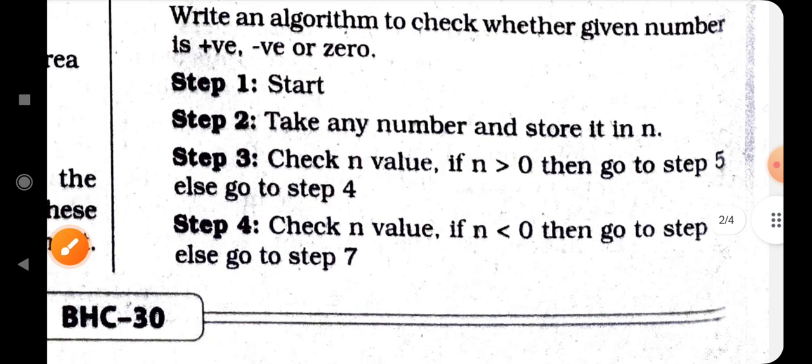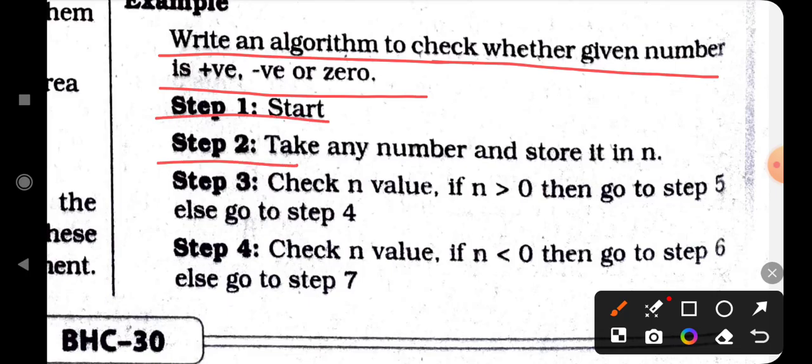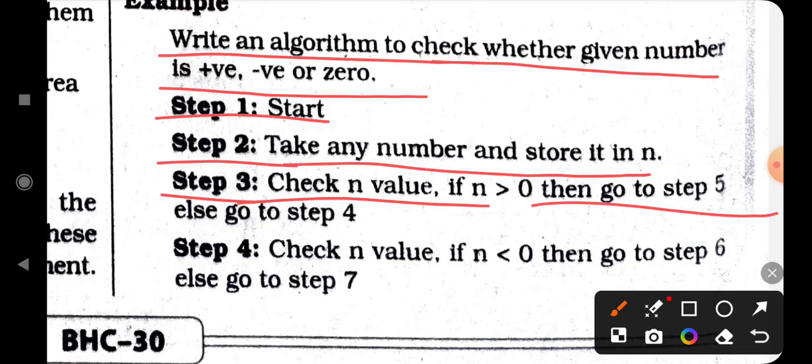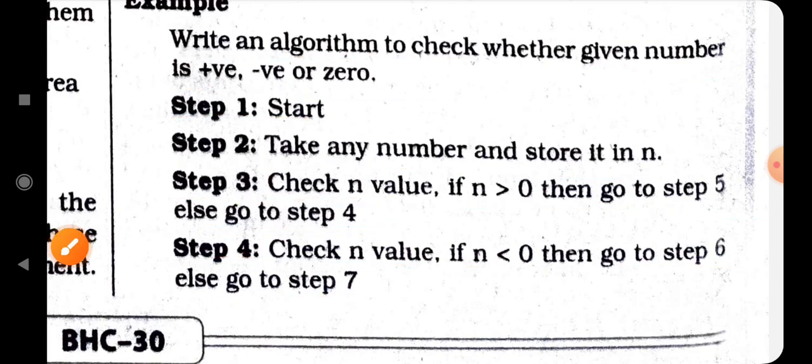Another example: write an algorithm to check whether a given number is positive, negative or 0. Step 1, start. Step 2, take any number and store it in n. Step 3, check n value. If n is greater than 0, then go to step 5, else go to step 4. Step 4, check n value. If n is less than or equal to 0, then go to step 6, else go to step 7.